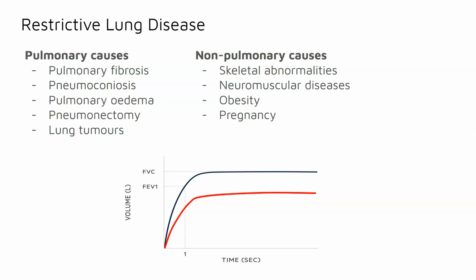However, there are non-pulmonary causes that are going to lead to this restrictive lung disease general diagnosis. We can have skeletal abnormalities, which manipulate the amount of space around the lungs and therefore restrict the amount that the lungs can move. Same goes for neuromuscular diseases. If I have a disease that's affecting my diaphragm and causing it to not be able to contract as well as it should, then that means the pleural cavity can't expand as much as it should, and therefore it can't contract as well as it should.